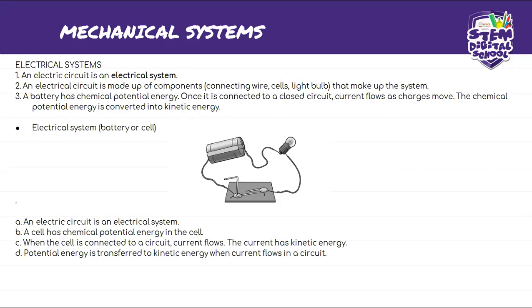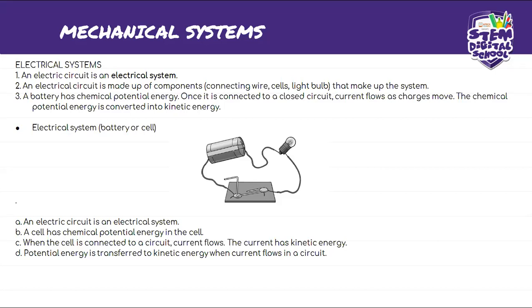A battery has chemical potential energy. Once it is connected to a closed circuit, current flows as charges move. The chemical potential energy is converted into kinetic energy. I repeat that again: a battery has chemical potential energy. Once it is connected to a closed circuit, current flows as charges move. The chemical potential energy is converted into kinetic energy.